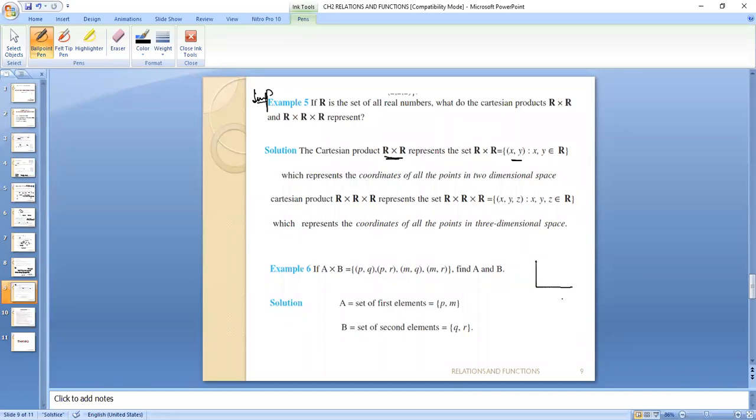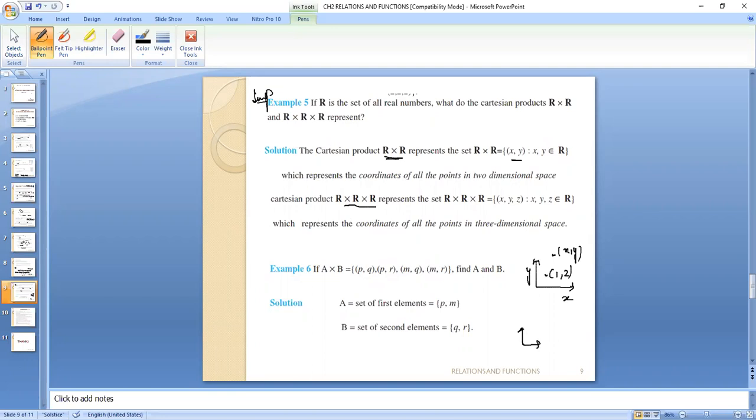For example, I am taking x and y. So R comma R can be any number. This can be (1,2) also, (2,3) also, or in general we say it is (x, y). So this represents the coordinates of all points in two-dimensional space, right? Then the product R cross R cross R will be the set (x, y, z). Now there will be 3 elements such that x belongs to R, y belongs to R, and z belongs to R, which represents the coordinates of all points in three-dimensional space.